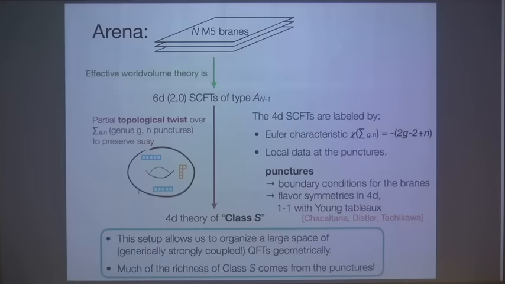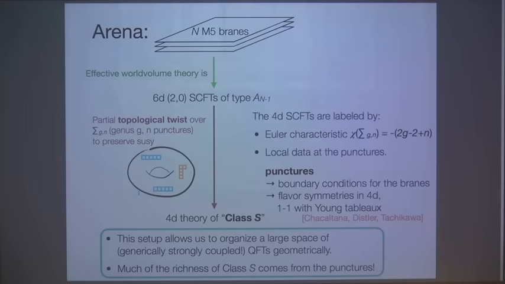The 4D SCFTs are labeled by the data of the Riemann surface, including the Euler characteristic of the surface and local data at the punctures. The punctures are boundary components, and boundary conditions are needed for the branes. This leads to flavor symmetries in 4 dimensions, which in this setup are one-to-one with Young tableaux. The main point I'd like to emphasize here is that this setup allows us to organize a large space of generically strongly coupled QFTs geometrically, where much of the richness of this space comes from the choice of punctures on the Riemann surface.